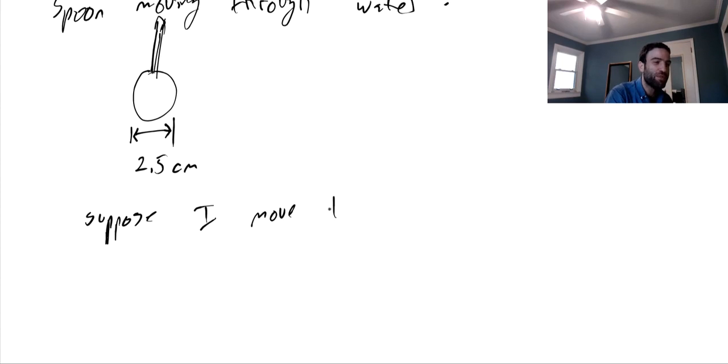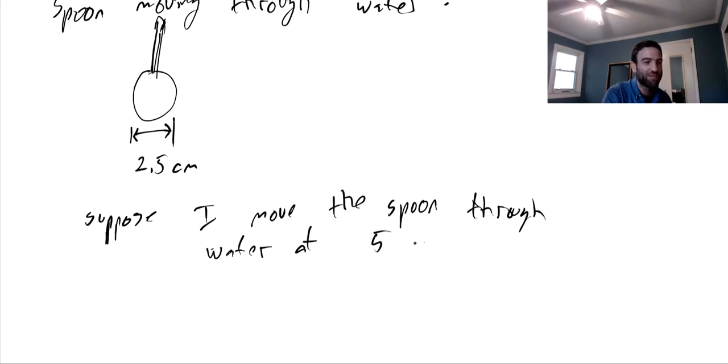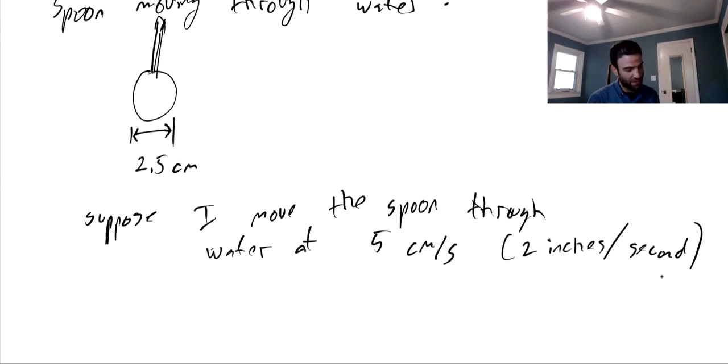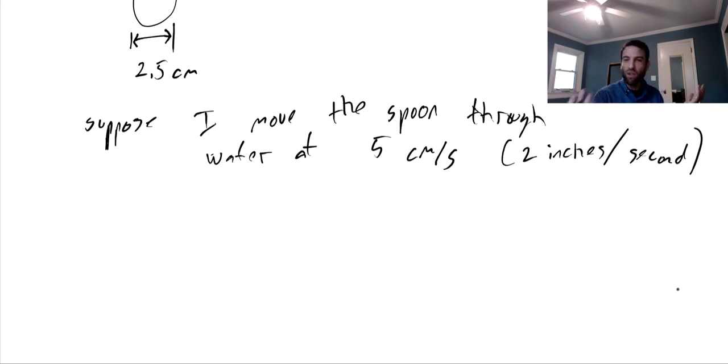Okay, so suppose I move the spoon through water at, say, 5 centimeters per second. Right, and that's like 2 inches per second, which is really not very fast, right? So if I have a space that's 2 inches and I count 1 second, that's pretty slow motion, okay? So if I move the spoon through water at 5 centimeters per second, well, what's the Reynolds number?